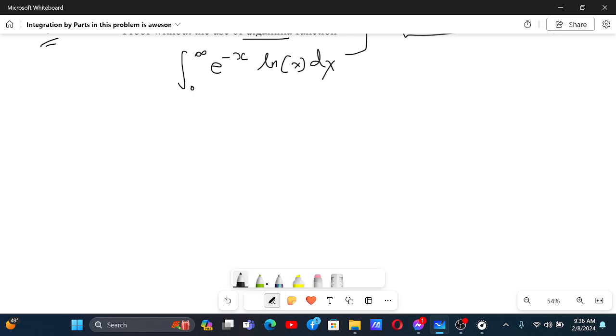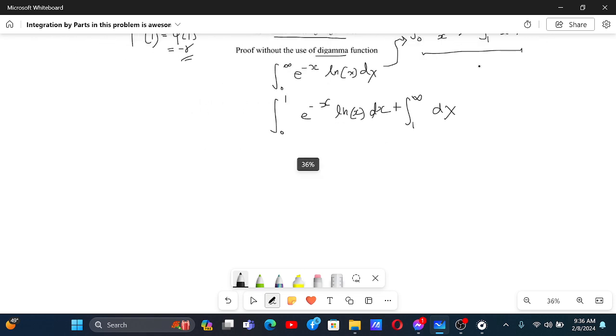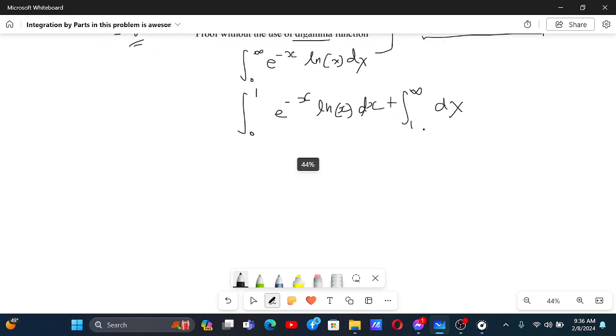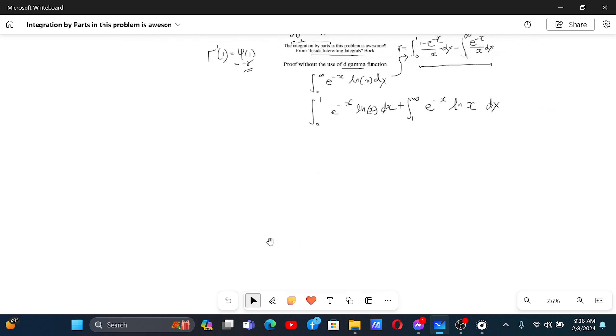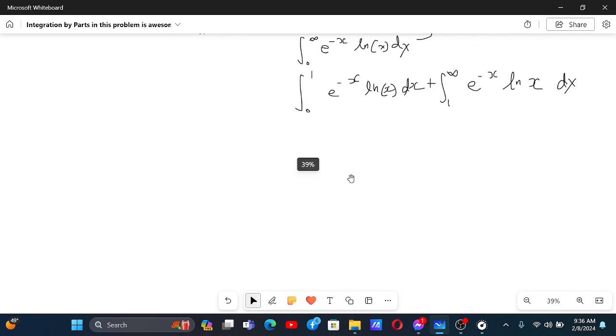First of all, let us break this into two integrals: the integral from 0 to 1, just like the result that we have to get, and then from 1 to infinity, of e to the power minus x ln x dx over here as well. Now we have to use integration by parts, also taking care that ln of x is differentiated so that we get x in the denominator. Since we need an x in the denominator, we need to differentiate ln of x and integrate the other part.